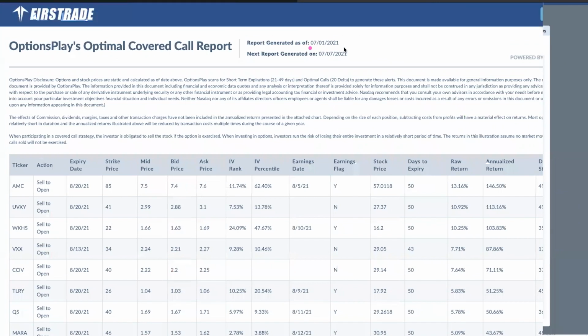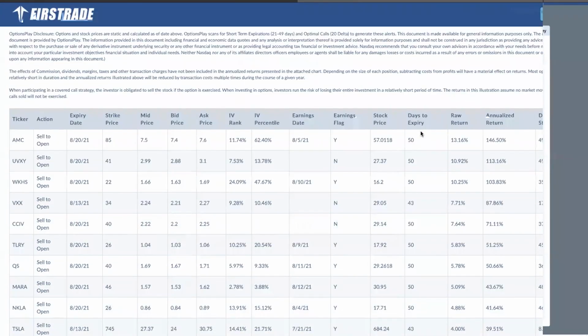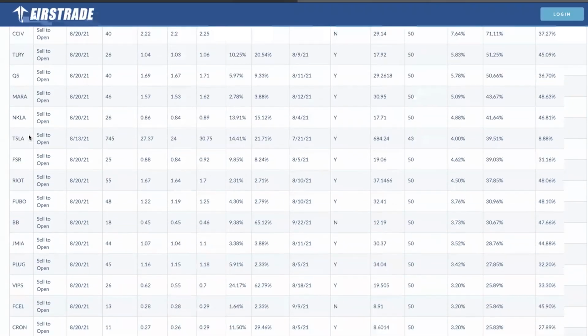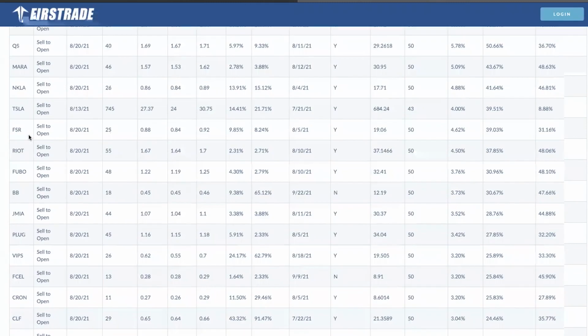This was generated on July 1st. The next report is going to be generated tomorrow. You get these reports every single Friday morning as part of your options newsletter. And what it does is it lists every single stock based on the annualized return of the covered call. So I'm going to look down this list at some stocks that I think are widely held.